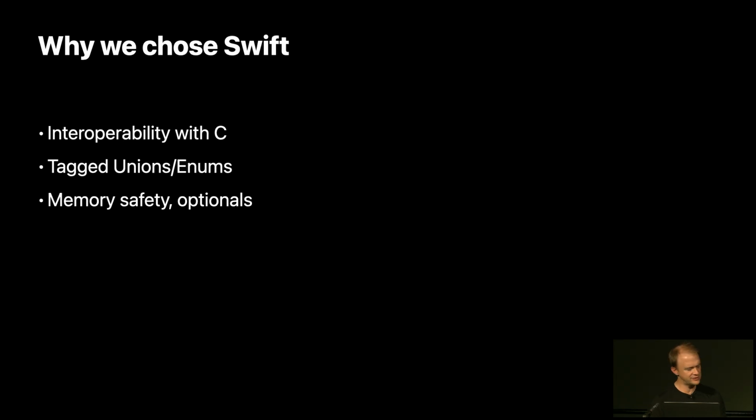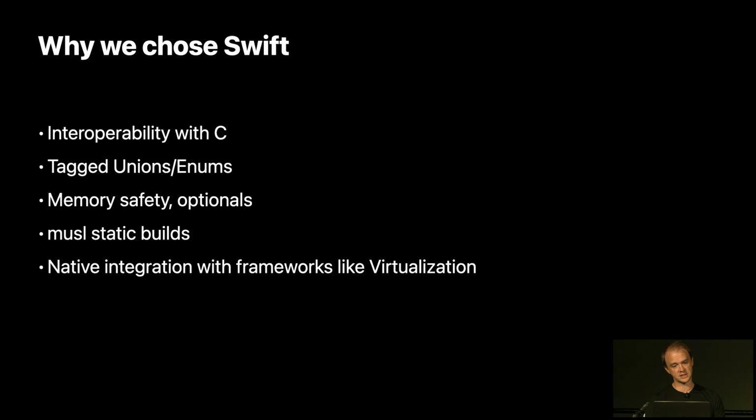One of our favorite items, this is from Danny, is that tagged enums and tagged unions really changed how they thought about designing APIs while making containerization. Memory safety has been key based on our focus on security. Many of the team members came from C or Go, so having optionals has been really nice to use. The static builds are just a basic requirement for the work we were doing in order to have that minimal guest environment. So checking boxes there.